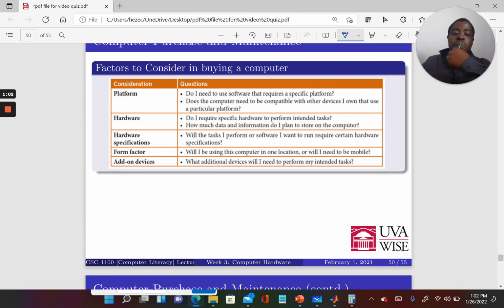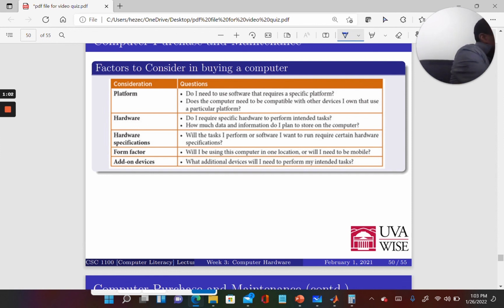When you want to buy your computers, these are the following factors you must consider. The platform. Do I need to use software that requires a specific platform? Does the computer need to be compatible with other devices? So you have to consider hardware. Do I require specific hardware for games and other stuff? Then you have to consider the specification of the hardware, and the form factors.